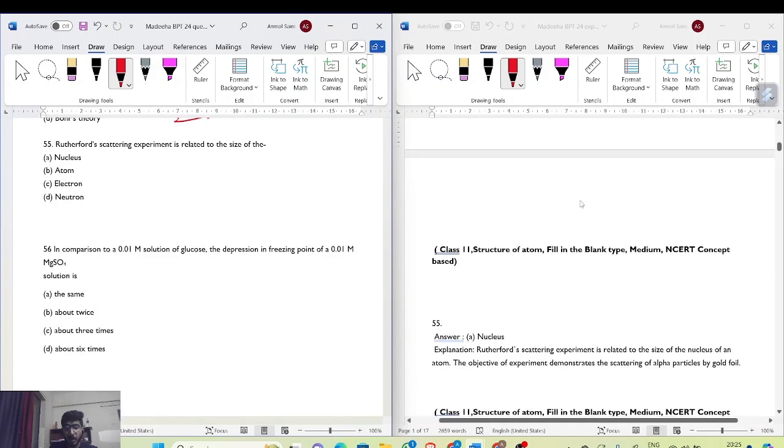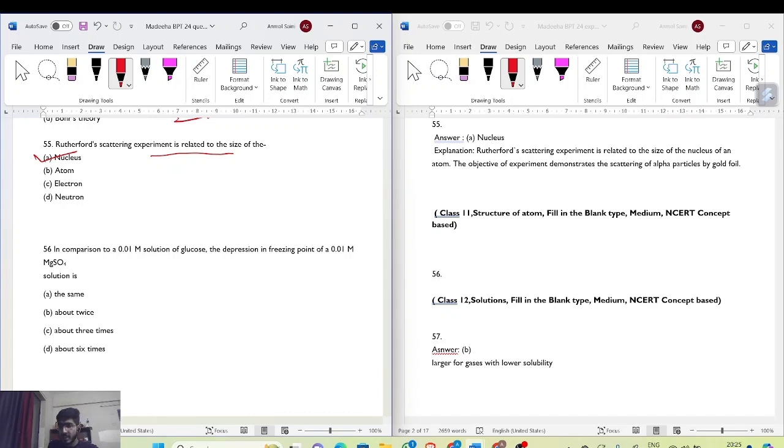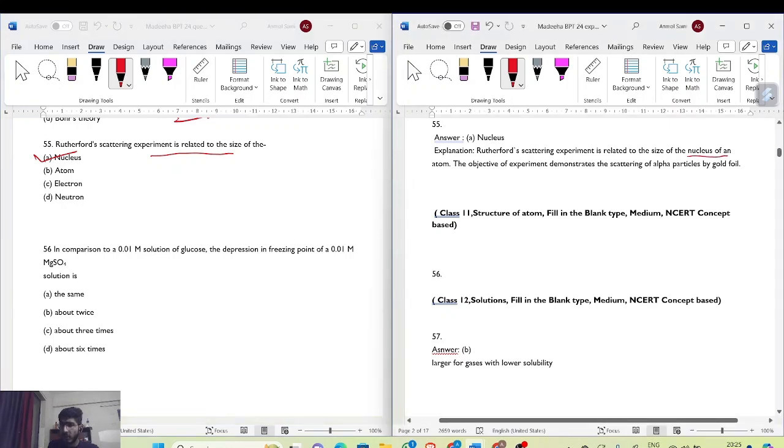Now question number 55. Rutherford's scattering experiment is related to the size of the nucleus, atom, electron or neutron. So it is related to the size of the nucleus. The objective of the experiment was to demonstrate the scattering of alpha particles by gold foil. This question is directly from the NCERT line.